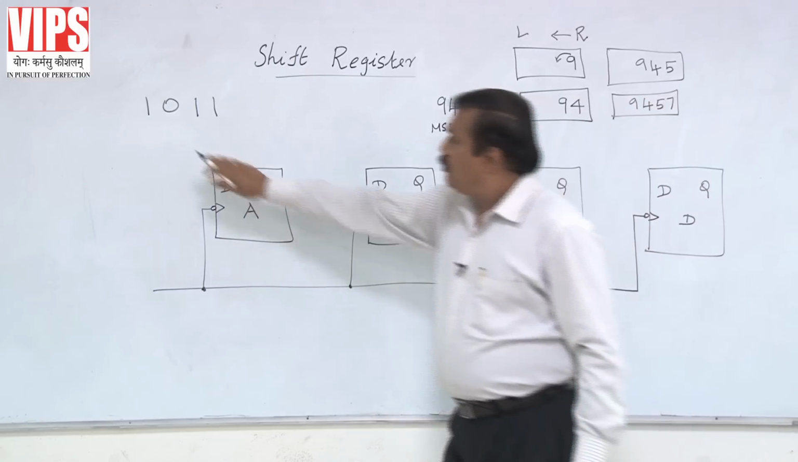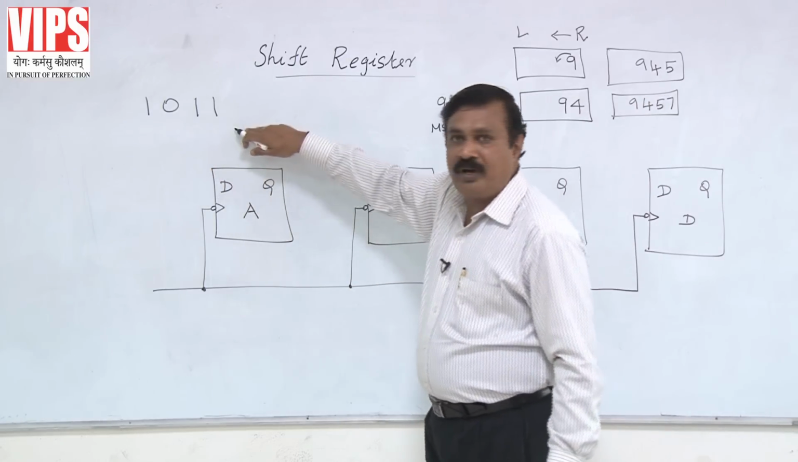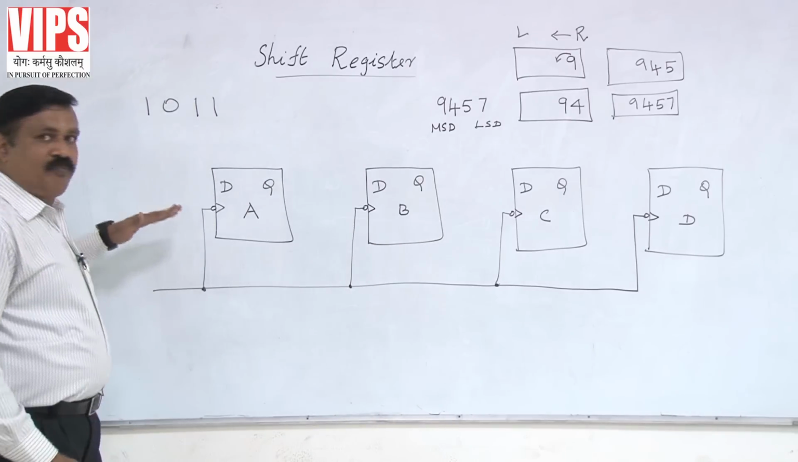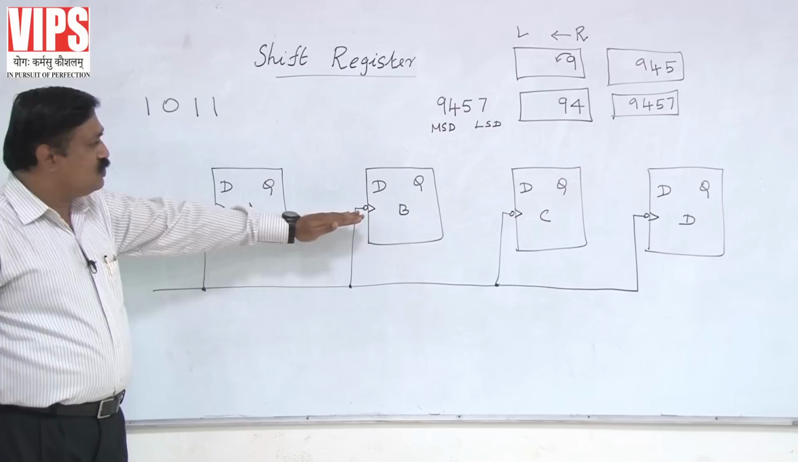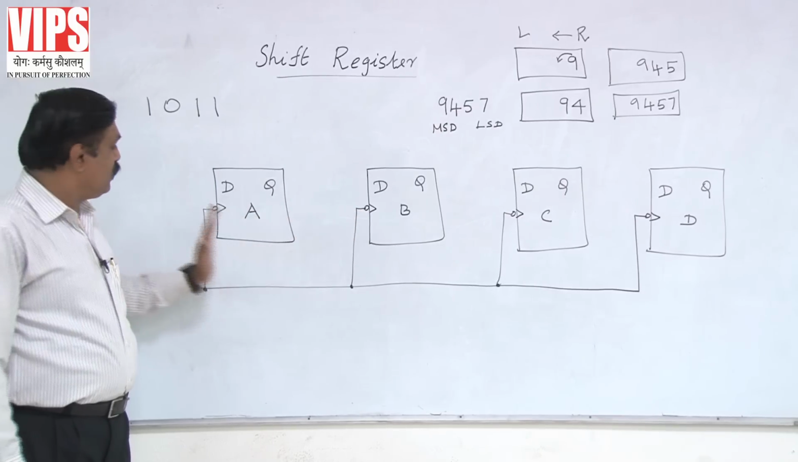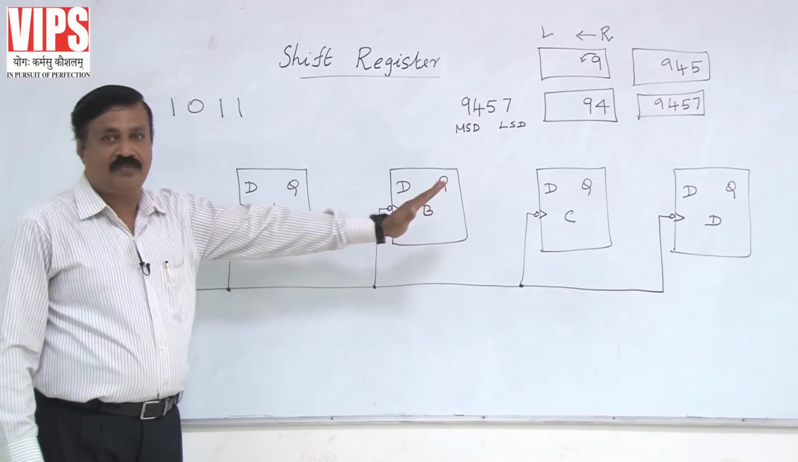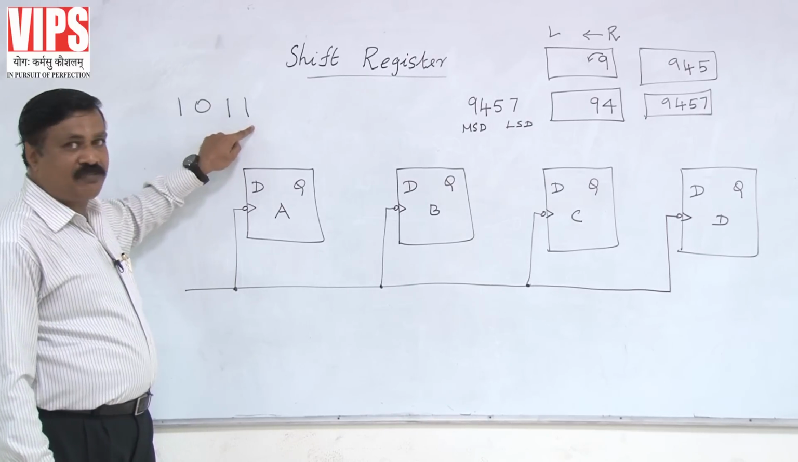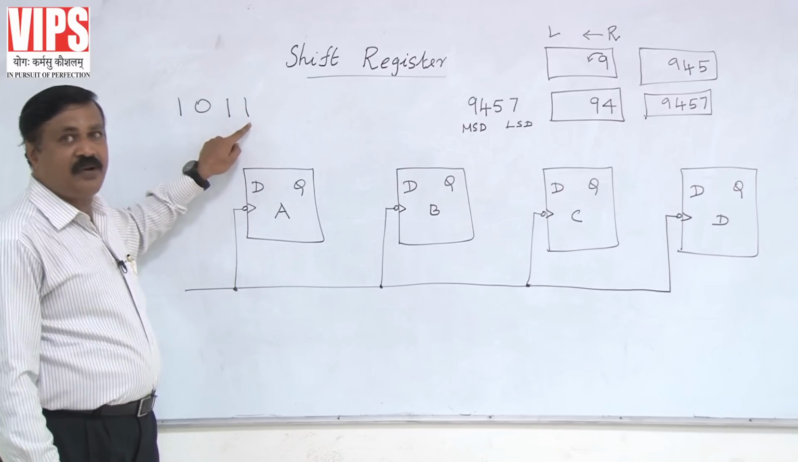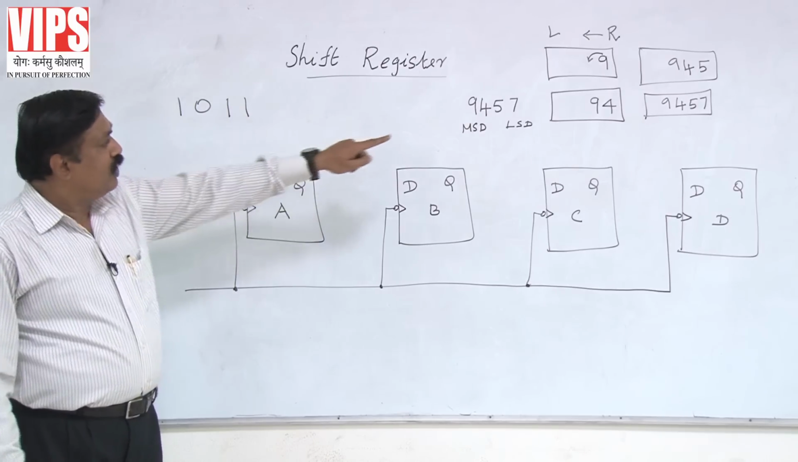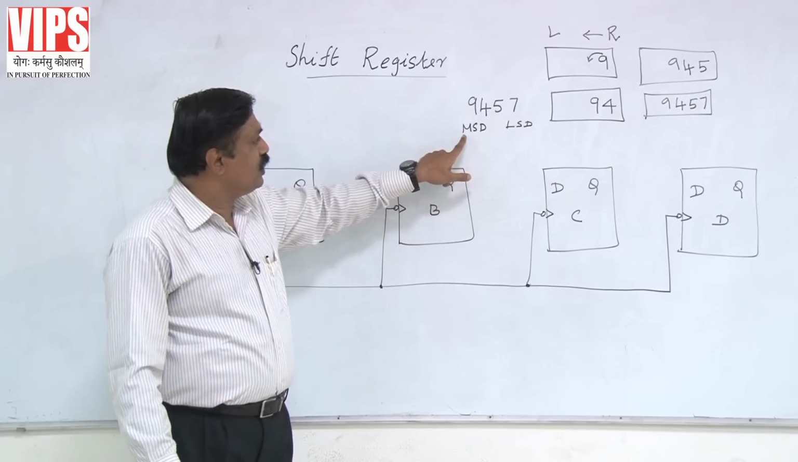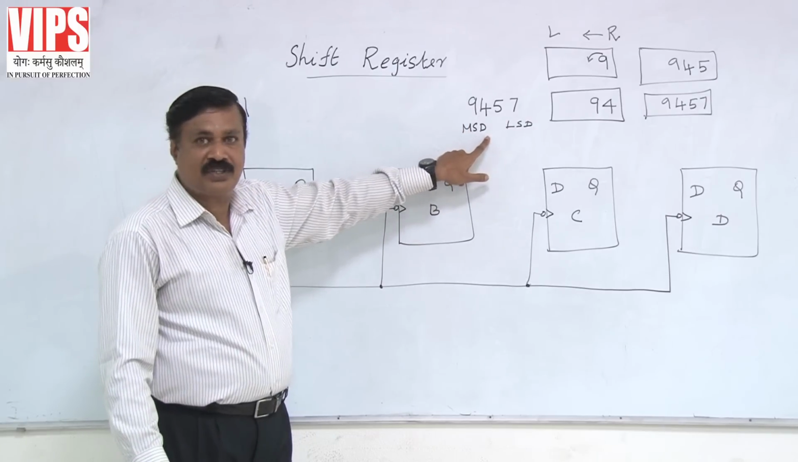Here I have taken this number 1011 and I have designed this for a shift from left to right. For this, I have to enter the least significant bit first. For right to left, I have taken this number and I have entered the most significant digit first.